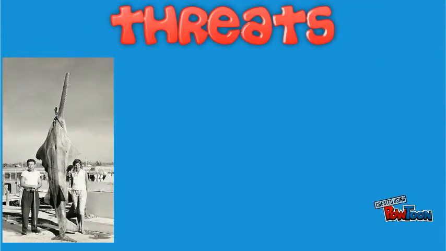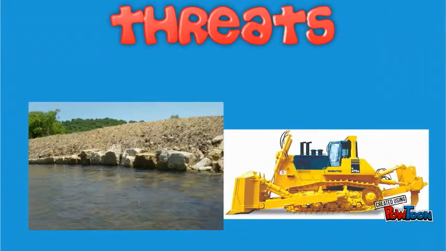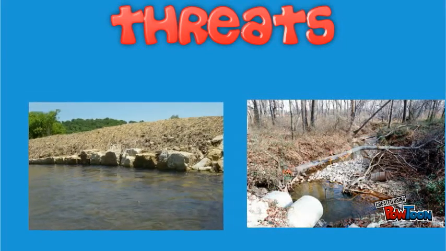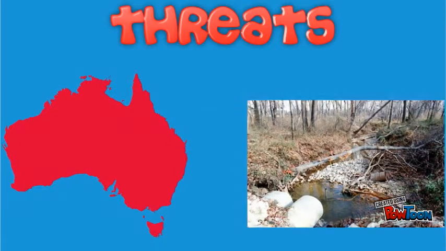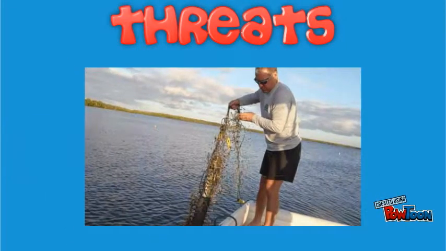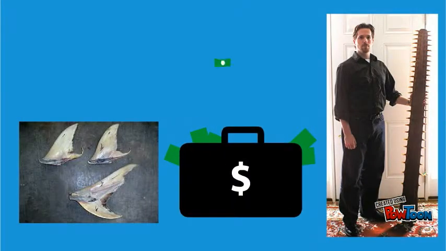Threats: unregulated and unmanaged fishery, habitat loss, and degradation all threaten sawfish across Australia. Their long-toothed snout, or rostrum, is easily entangled in nets, making them susceptible to capture in a variety of fishing gear. Sawfish products, particularly their fins and their rostrum, are highly valued.